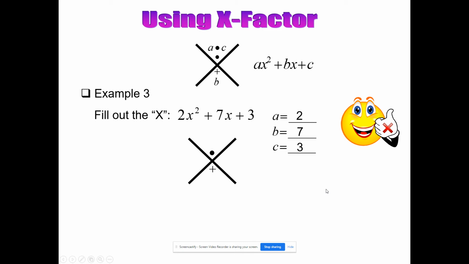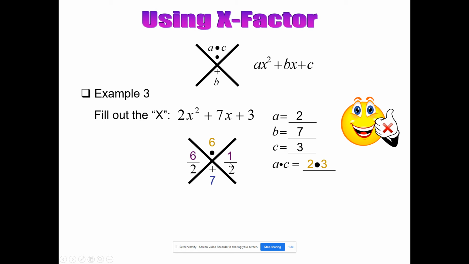So now if we do a times c, now it's 2 times 3. And 2 times 3 is 6. My b value, that's 7. Now they're both positive. And I need two numbers that multiply to 6 that add to 7. Well, 6 times 1 is 6, and 6 plus 1 is 7. And then remember, we have to divide by a. And in this case, a is 2.